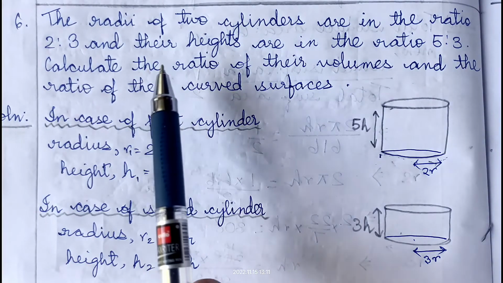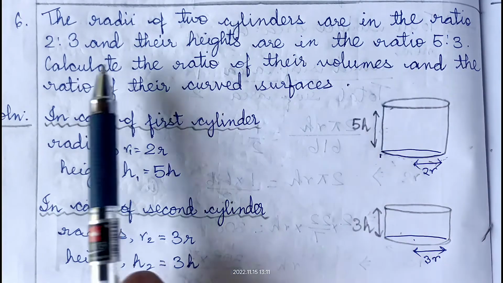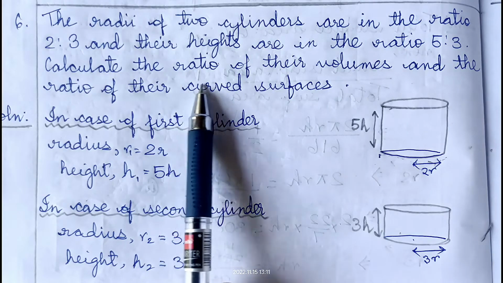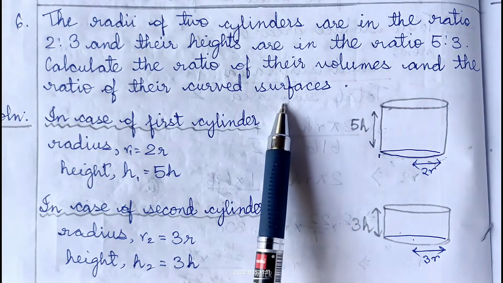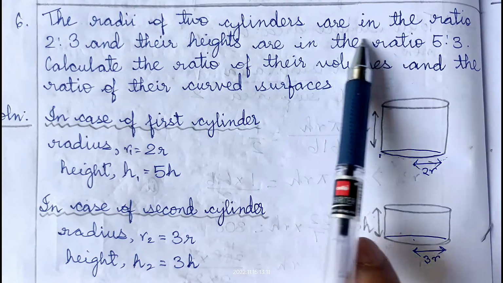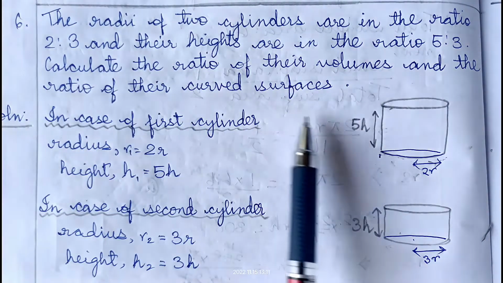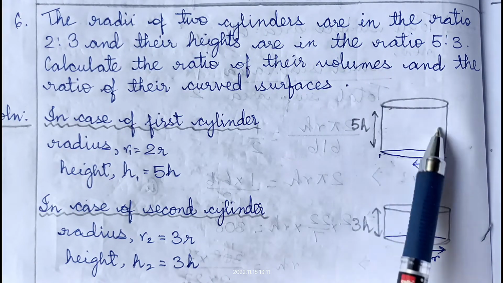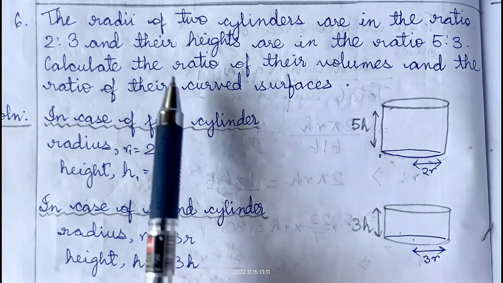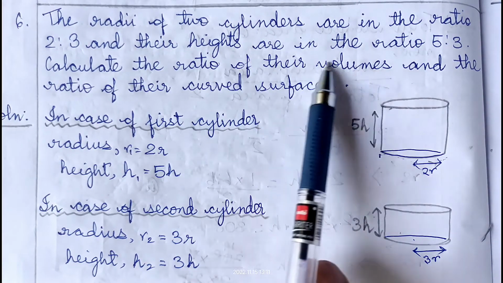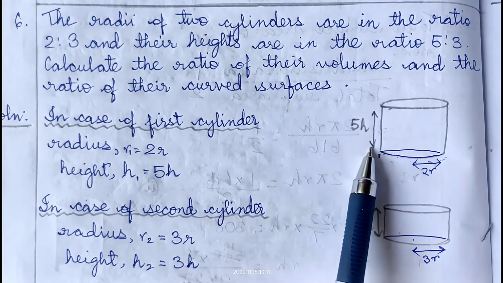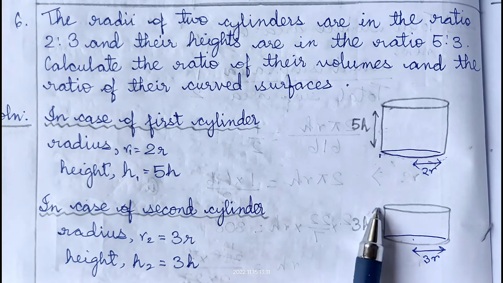Question number 6. The radii of two cylinders are in the ratio of 2:3 and their heights are in the ratio of 5:3. Calculate the ratio of the volumes and the ratio of the curved surfaces. As given in the question, the radii of two cylinders are in the ratio 2:3. So we can consider radius of the first cylinder be 2r and radius of the second cylinder be 3r. Again it is given that their heights are in the ratio of 5:3. So we can consider height of the first cylinder be 5h and height of the second cylinder be 3h.